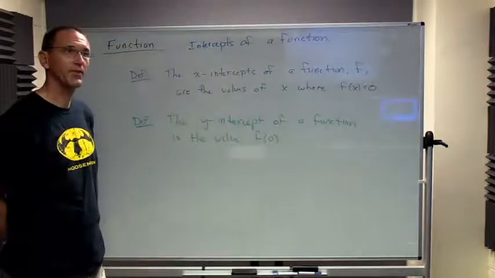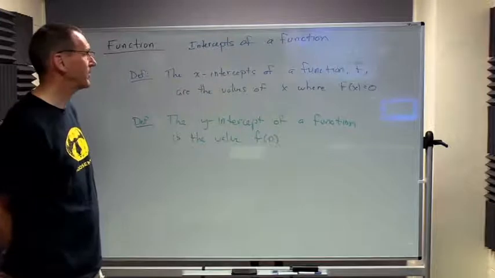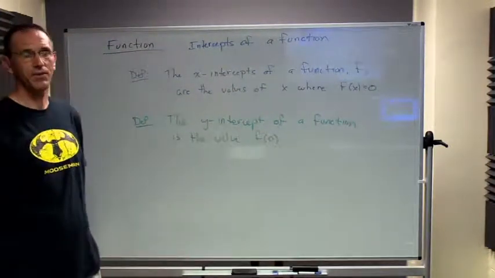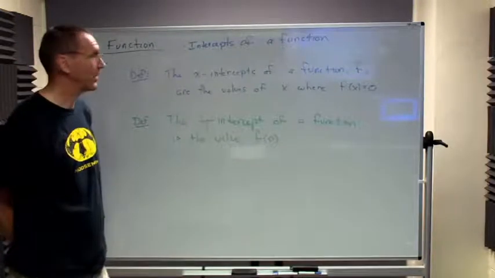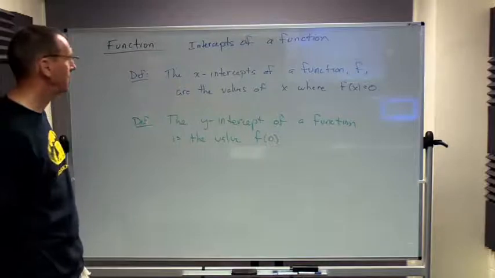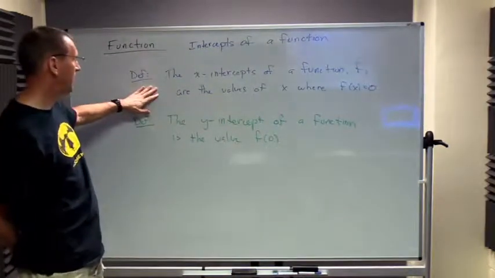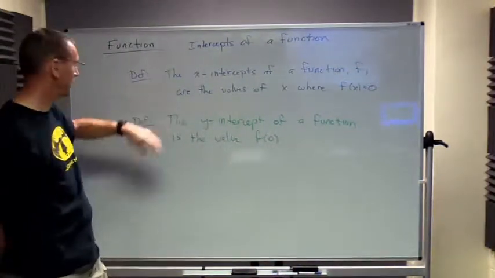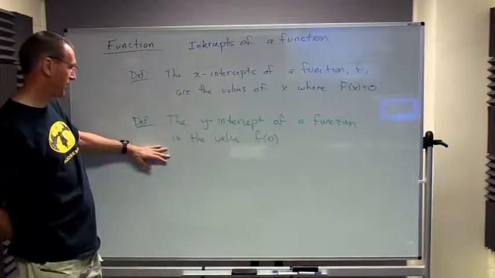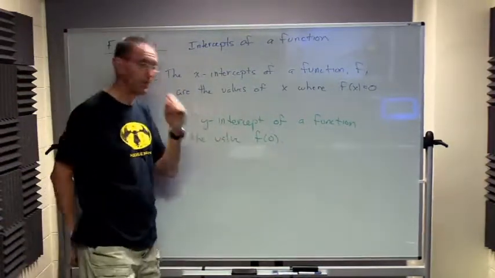We're going to look at another example of functions and what we can do with functions. In this case, we're going to look at the intercepts for a function. So I'm going to have two definitions, and we'll do some examples. The first definition is the idea of the x-intercept. The x-intercept of a function f are the values of x where f of x equals 0. And the second definition is the y-intercept, which is the value f of 0.